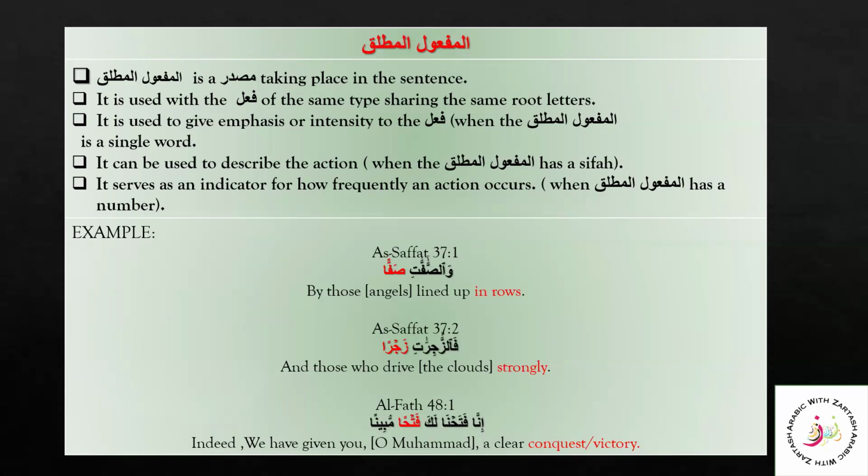Then we have maf'ul mutlaq, and it is a masdar taking place in the sentence. It is used with the fi'l of the same root, as I mentioned, it has the same root letters. Was-saffati saffa, by those angels lined up in rows. Here again you can see inna fatahna, the same root letters, laka fathan. Indeed, we have given you, O Muhammad, a clear conquest or victory. So you can see this is the masdar. This is nakira, and it is maf'ul mutlaq, which has the same root letters as the fi'l.